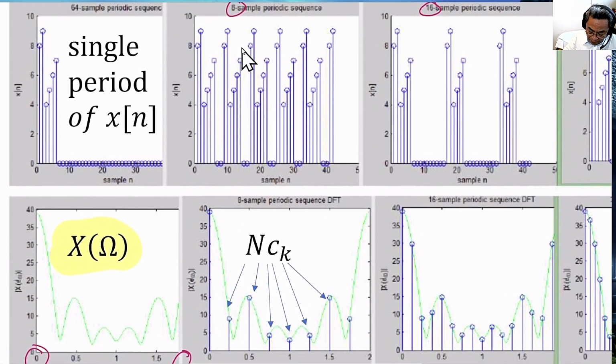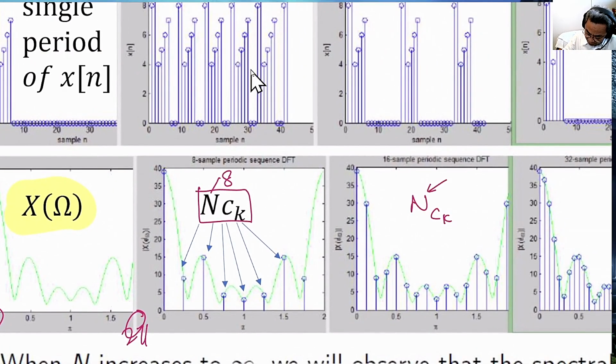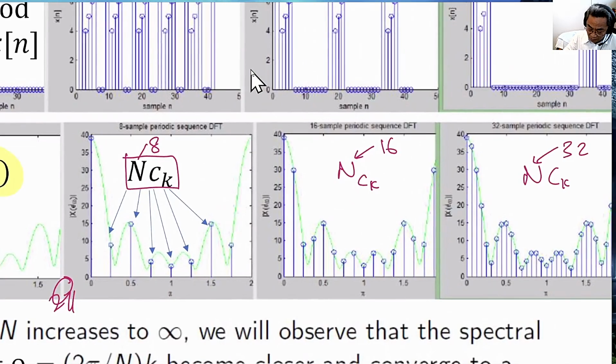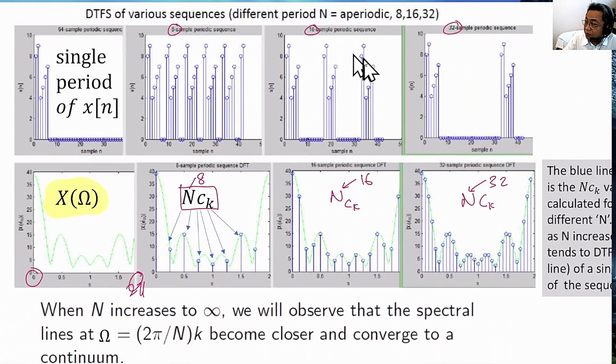If we take the DTFS of this, we get the c_k and we multiply the c_k by N. In this case N is 8. In this case, N c_k, N is 16. And in this N c_k, this N is 32. So we calculate the c_k for different values of N and we multiply by that. You will see that we get the c_k. And you realize that the blue lines, which represent the N c_k, are meeting the green line, which is X(omega), directly. So they are the same values.